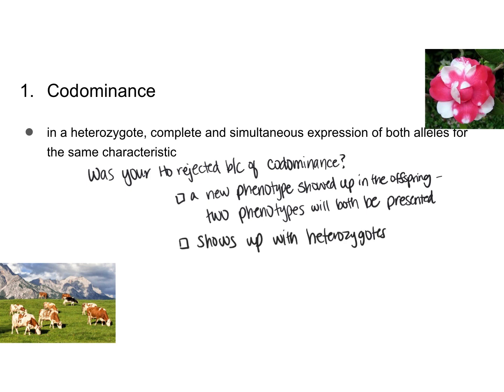So the most common example that we are going to talk about is blood typing. So with blood typing, there are 3 different alleles that we can be looking at, and 2 of them are codominant. One of them is completely recessive.